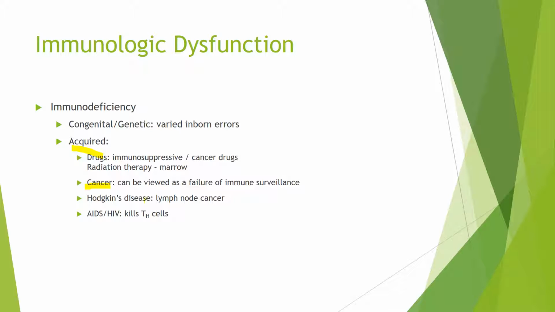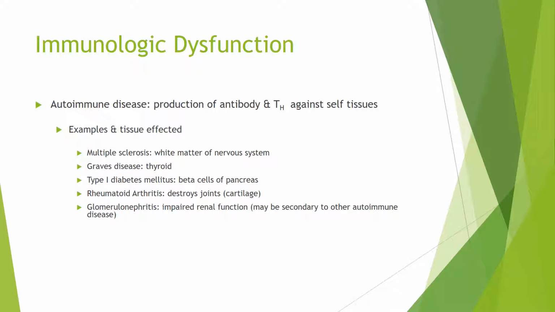Another example is Hodgkin's disease. This is specifically within the lymph node, a lymph node cancer. And then HIV and AIDS, this is where the helper cells are being killed, and so there's a decrease in the number of lymphocytes.